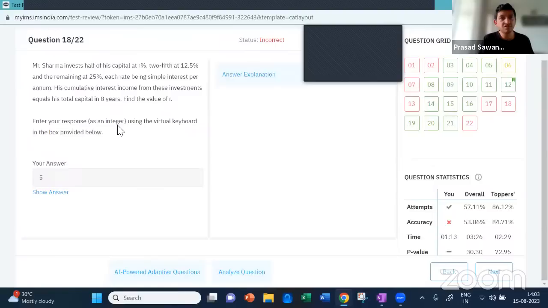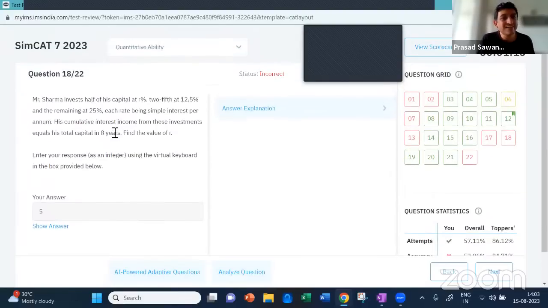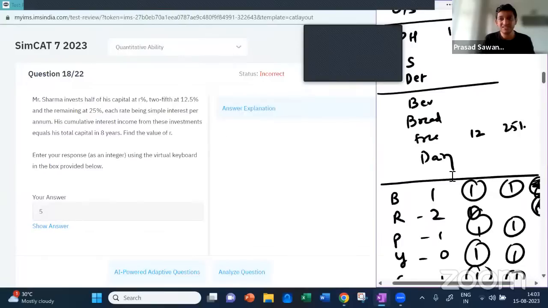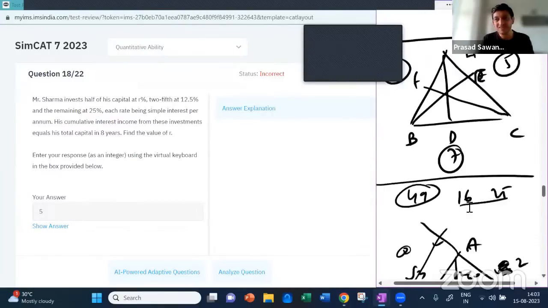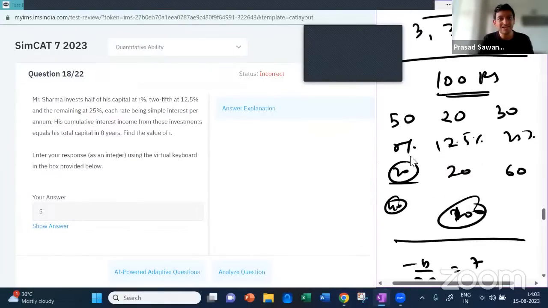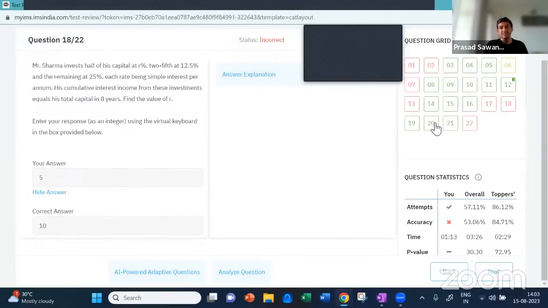And 18th, if you look at it, okay, did I miss this one? I'm not sure. Half of his capital at R%, 2/5 at 12.5%, remaining at 25%. So let's see what I did here. Must have done some funny stuff. Yeah, so 50% at R, 20 rupees at 12.5, and okay, 2/5 at 12.5. So this would have been 40, not 2/5 of the remaining. So it should have been 40 and 10, and this should have given you 20. They should have given you 40, so 60. They should have given you 40, so 80%, so 10% should have been the answer. Yeah. Okay. Missed this one.